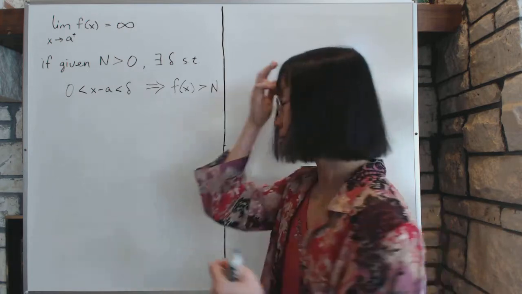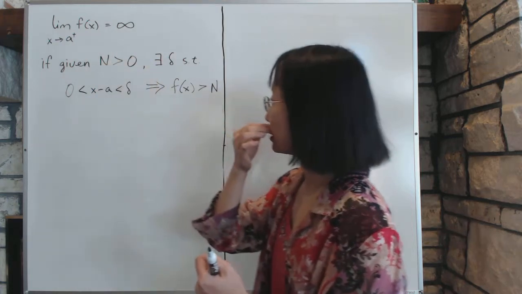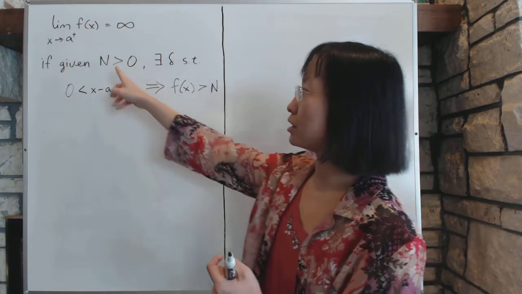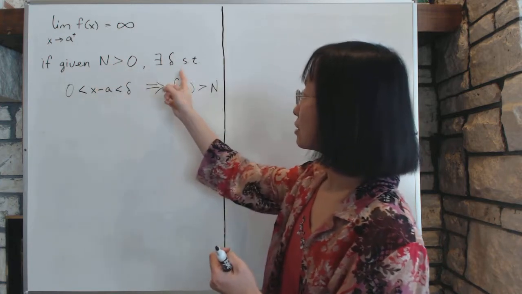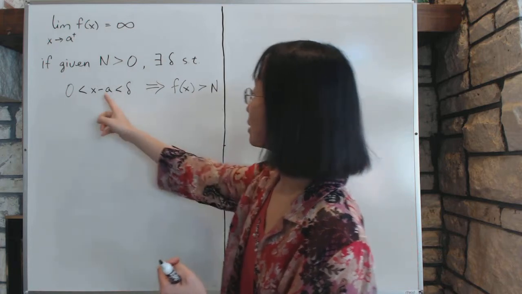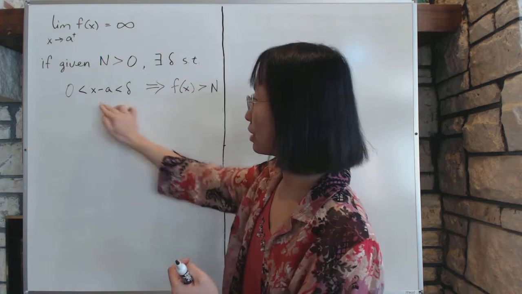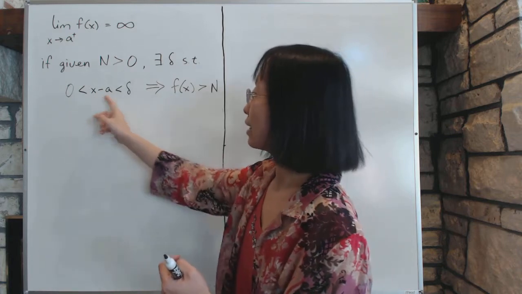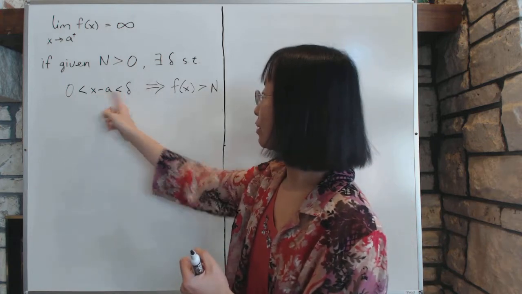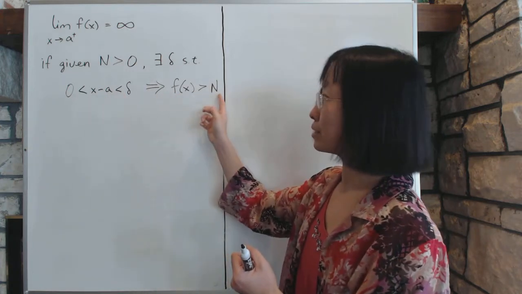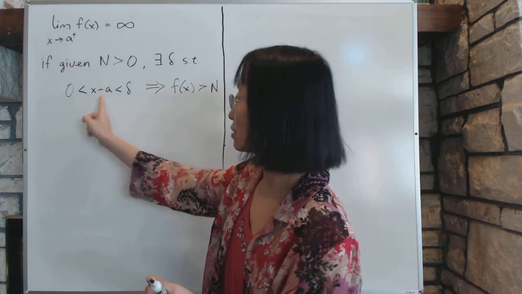Infinity doesn't stop. So we have a similar definition which states that given a large number N bigger than 0, I don't care how large it is, a huge number, there exists a delta such that as long as x is within delta of a, in this case since we're approaching from the positive side, x is bigger than a, in that tiny little neighborhood, every value of f is going to be bigger than that number that you gave. That's huge.